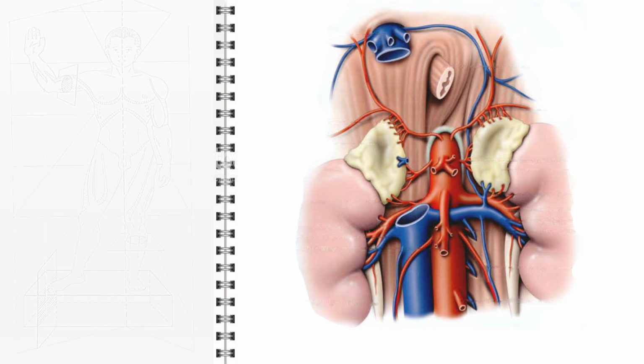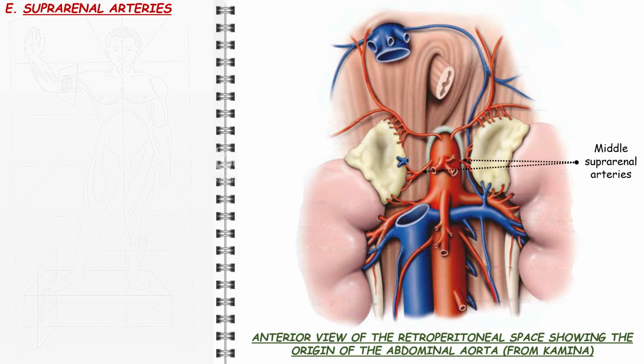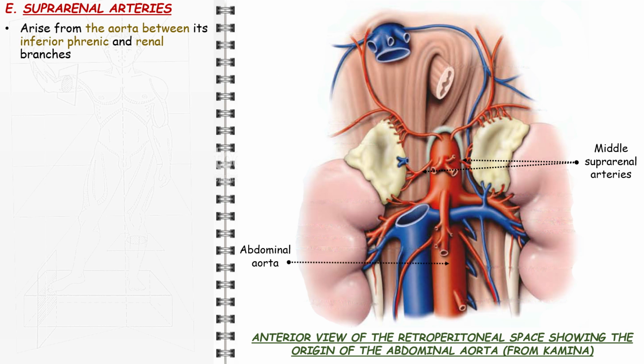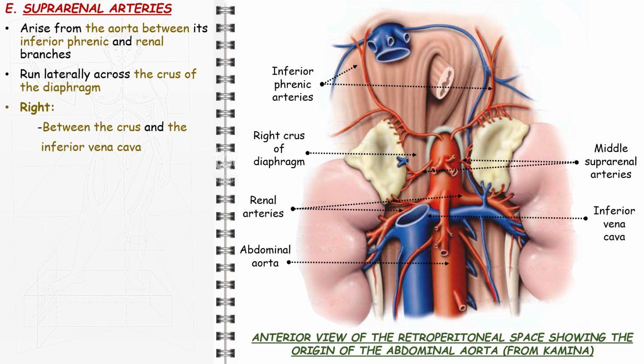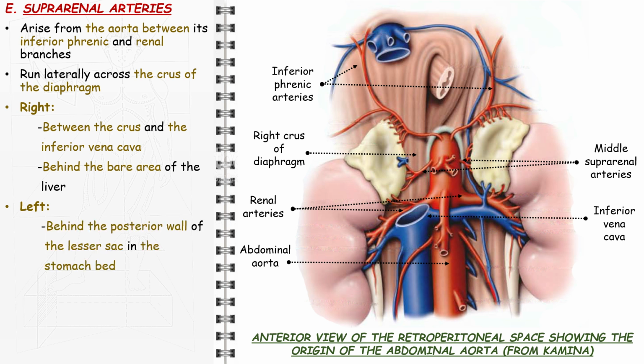The suprarenal arteries arise from the aorta between its inferior phrenic and renal branches. They run laterally across the crus of the diaphragm. The right artery lies between the crus and the inferior vena cava and behind the bare area of the liver, and the left one is behind the posterior wall of the lesser sac, in the stomach bed. Each artery divides into several small branches before entering the gland.